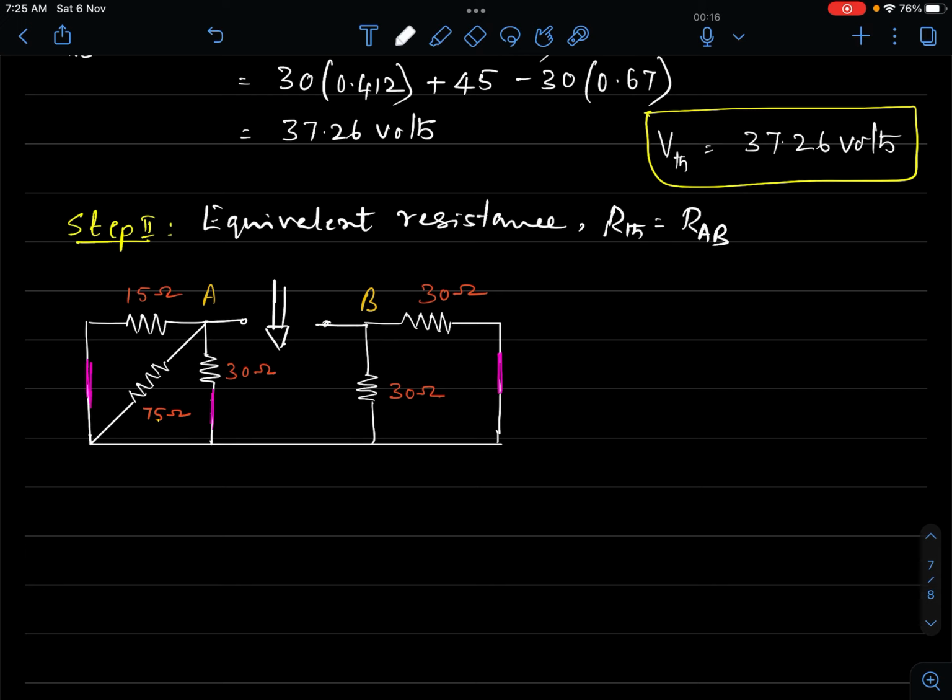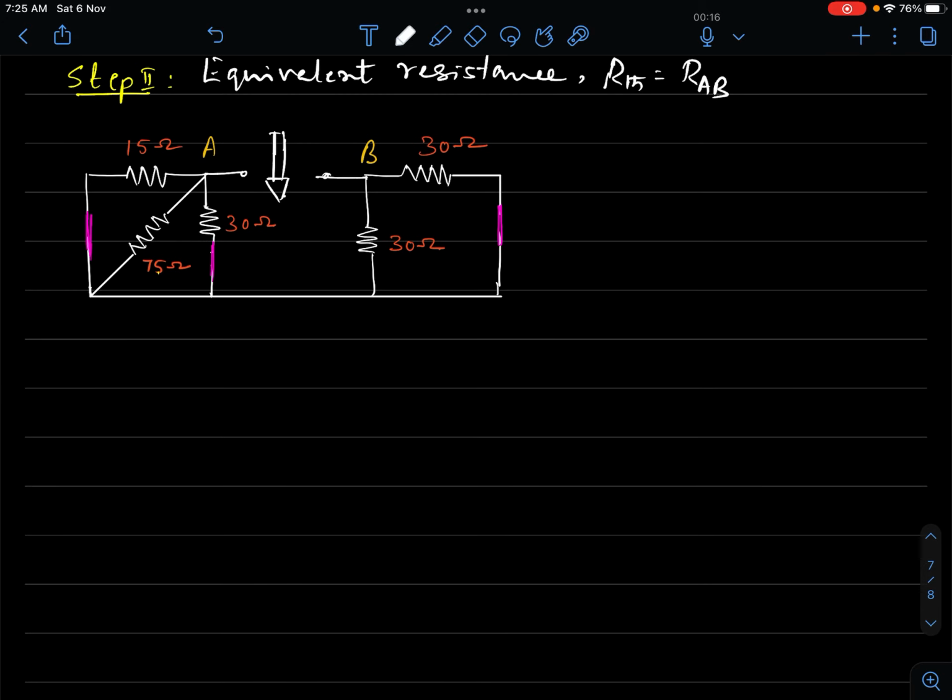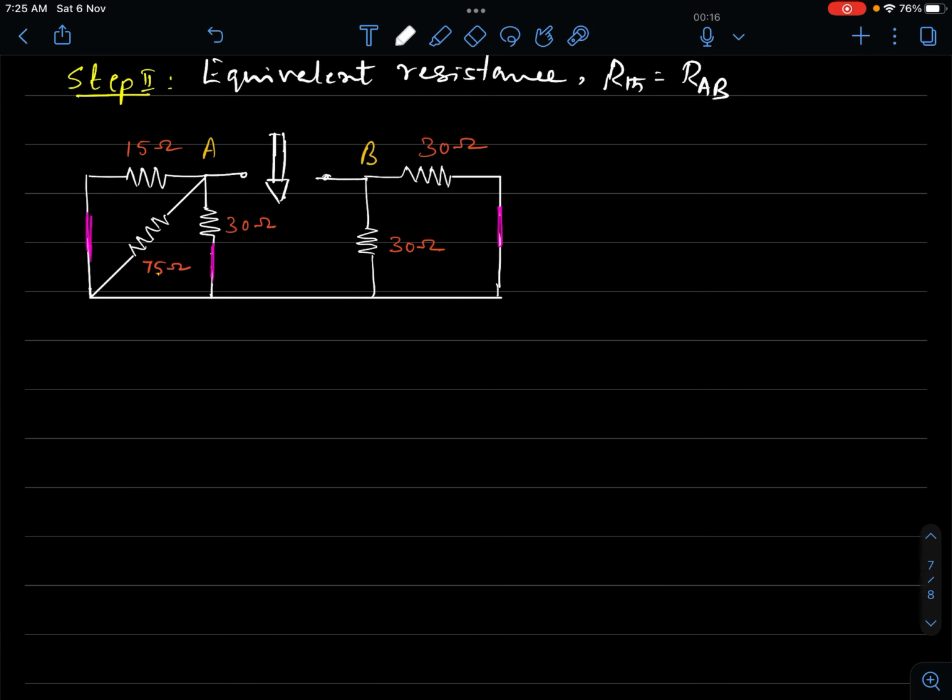Now I'm trying to view the network in this manner. If I view the network, what is the resistance this network has to offer between A and B? What I mean is, if I imagine a source between A and B, what impedance is offered by this entire network? That is what I mean by R equivalent.